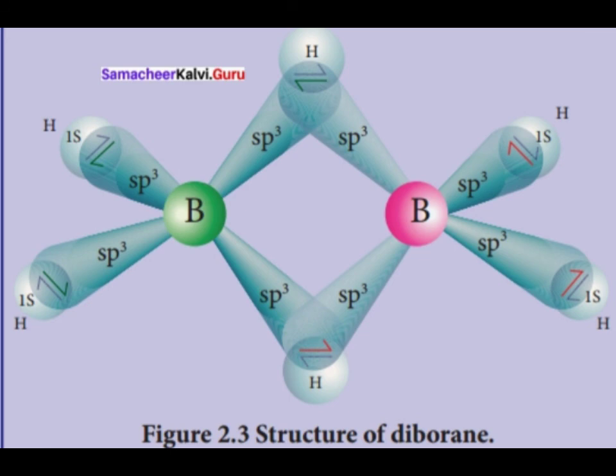And the 2 borons are connected by 1 hydrogen, and upward and downward also 1 more hydrogen. They are called bridging hydrogens. Here one half-filled orbital of one boron, one half-filled orbital of the other boron, and the 1s orbital of the hydrogen atom overlap to form the bridge bond.